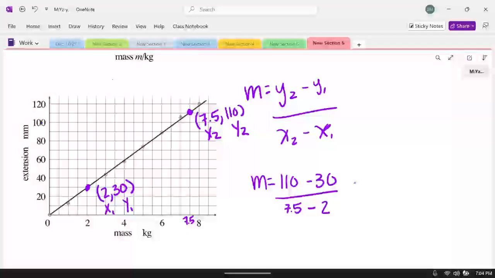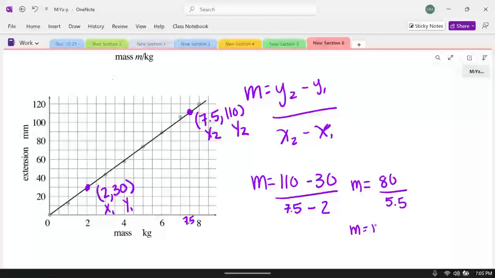Then I can simplify. 110 minus 30 is 80. 7.5 minus 2 is 5.5. When I type that into my calculator and divide, I'm going to get 14.55.